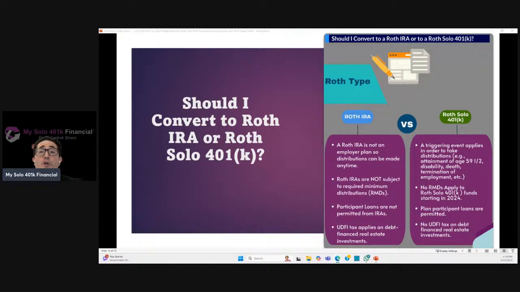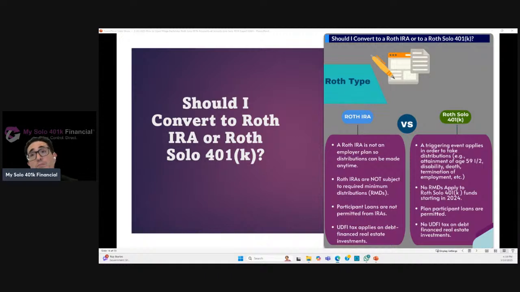The ability to withdraw funds from a Roth IRA is more permissive in the sense that in order to withdraw funds from a Roth solo 401k, you have to meet a triggering event. For example, being age 59 and a half or older. And then if you withdraw the funds as a non-qualified Roth distribution from the Roth solo 401k because you haven't had the account for at least 5 years, and you're not at least age 59 and a half or older, then one will need to pay taxes on the portion of the distribution that is gains.